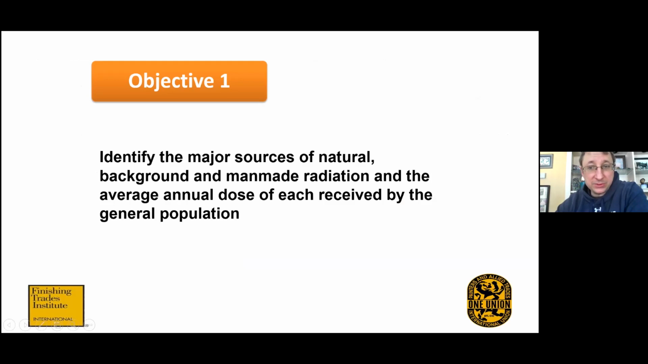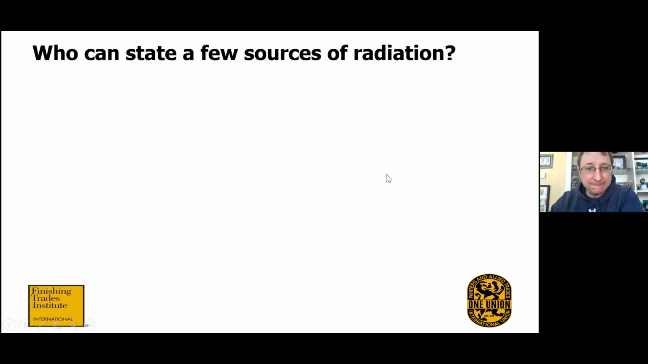All right, so the first objective that we have here: identify the major sources of natural background and man-made radiation and the average annual dose of each received by the general population. So now we're going to look at where this stuff comes from. And towards the end of the module, we're going to do an activity where we actually get to calculate our own average annual dose. There's a worksheet that we have in the manual that we're going to go through together. And it's fairly accurate. So who can state some sources of radiation? So in general, where do you think radiation comes from?